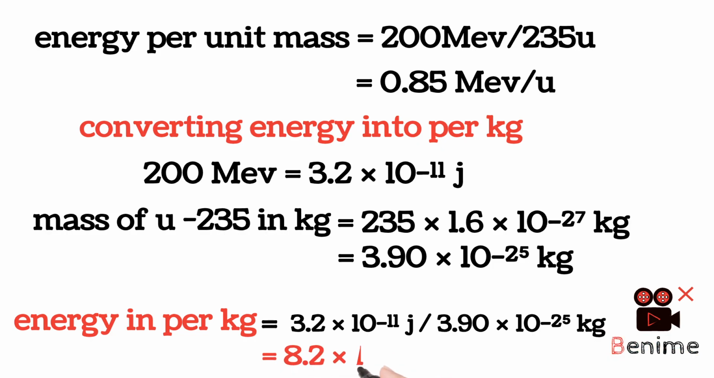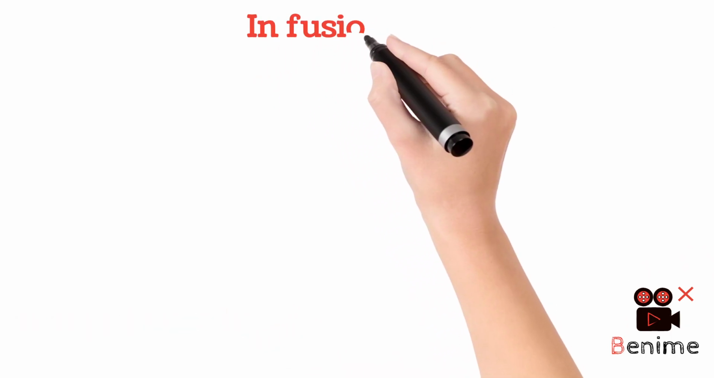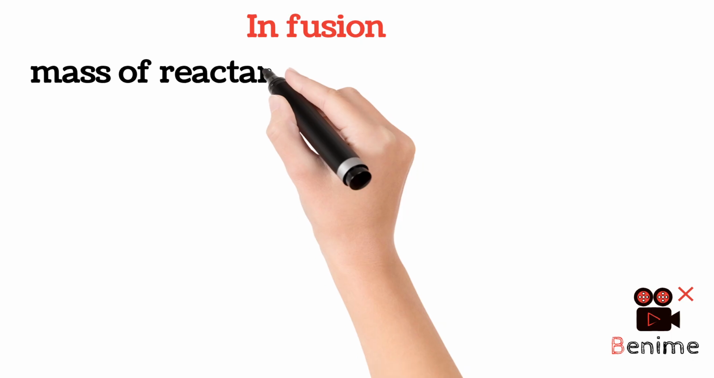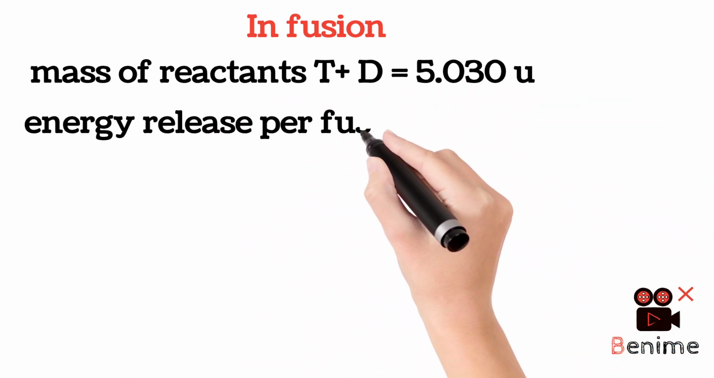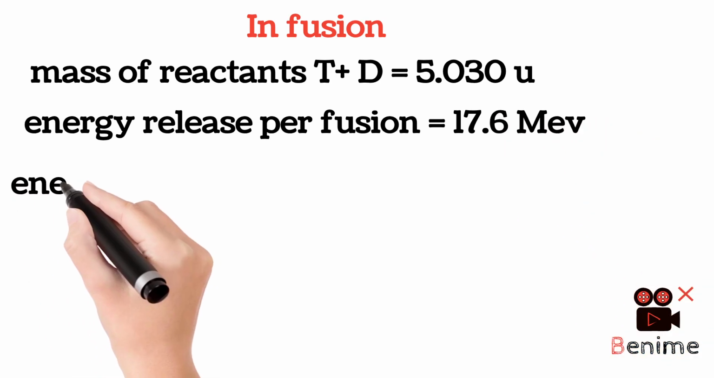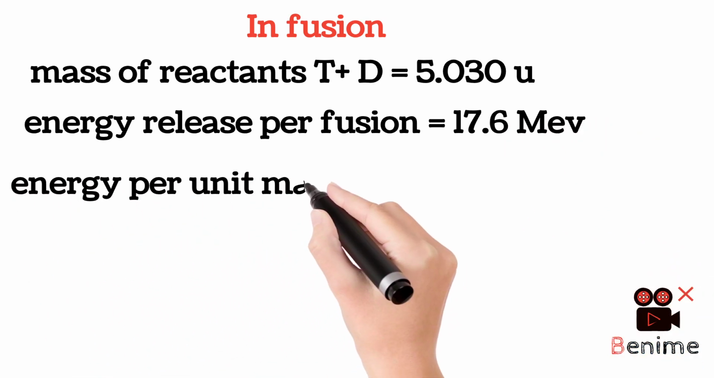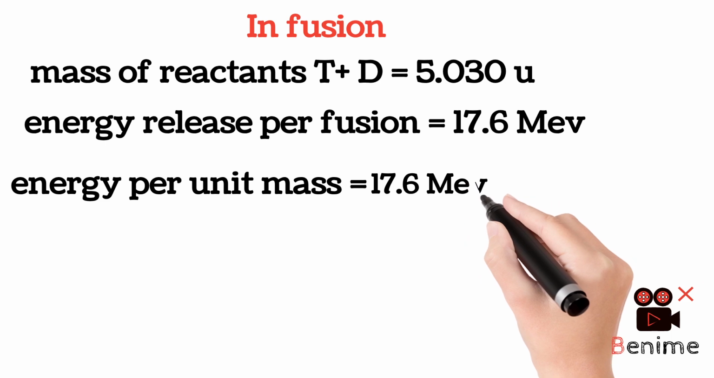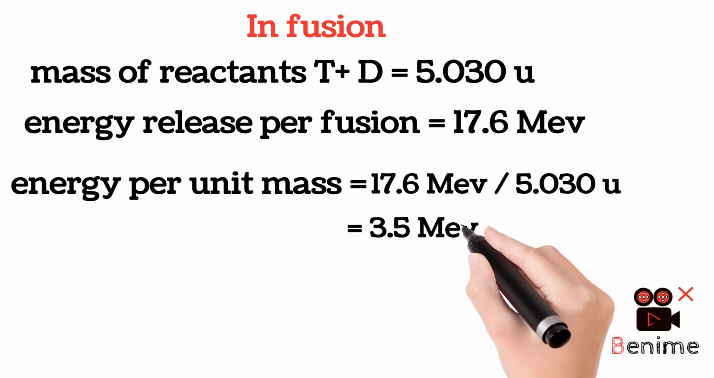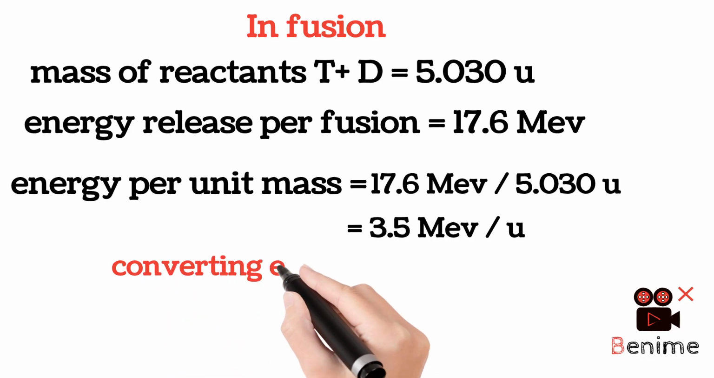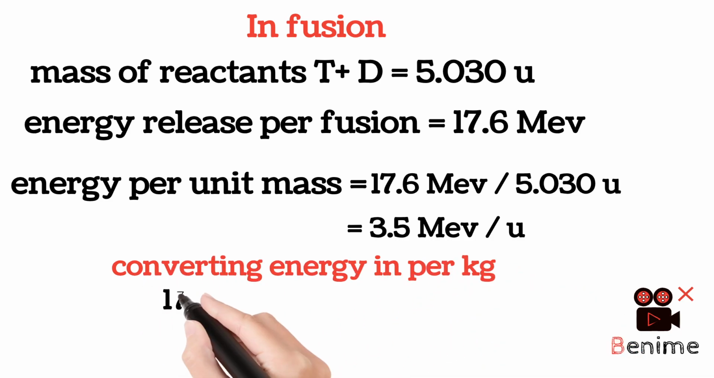Now do the same steps for hydrogen isotopes in the fusion reaction. First find energy per unit mass by dividing total energy released per fusion by the total mass of reactants. By simple division, we get 3.5 MeV energy per unit mass for fusion, which is much greater than what we get in fission reaction.